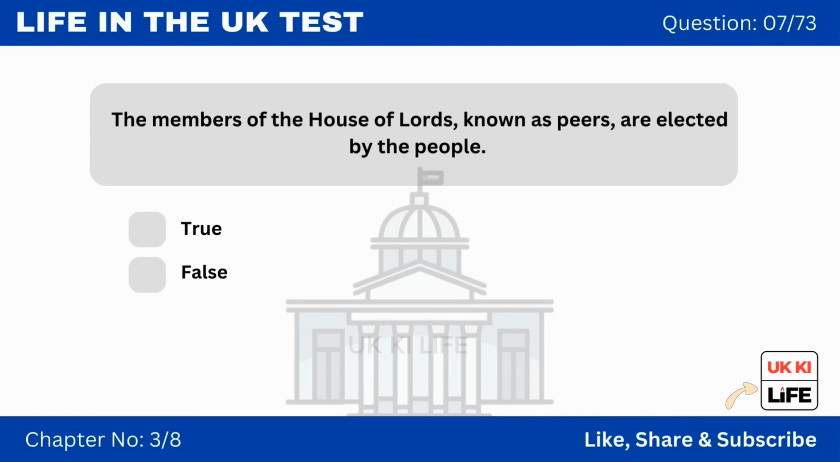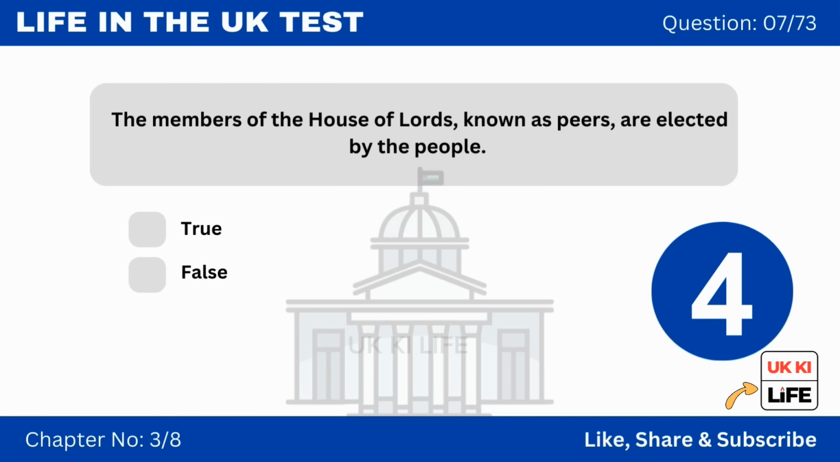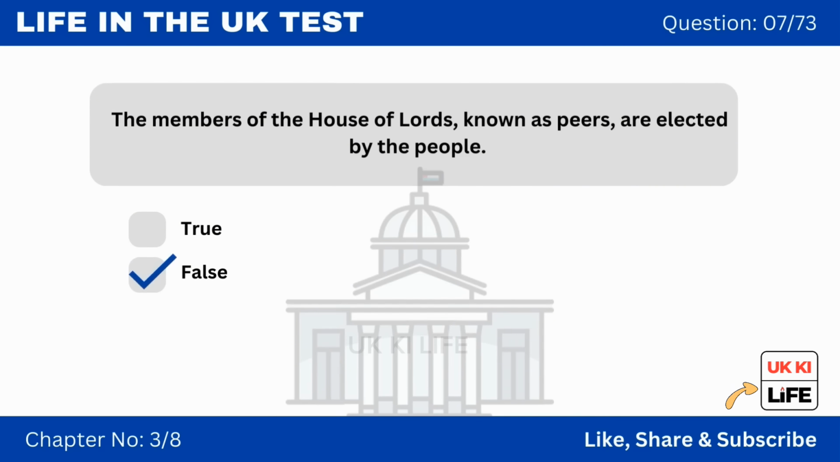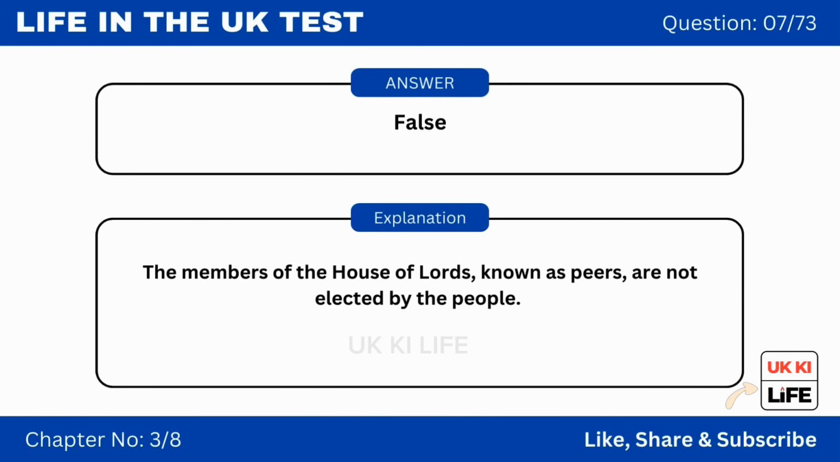Question 7. The members of the House of Lords, known as peers, are elected by the people. True. False. The correct option is B. Explanation. The members of the House of Lords, known as peers, are not elected by the people.